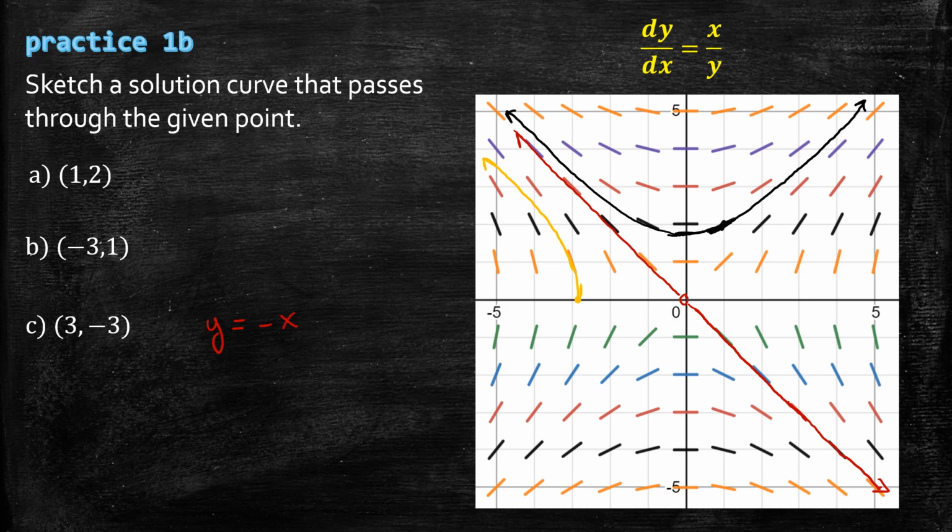So just to be sure that it works, let's see if it satisfies the differential equation above. So dy by dx would be -1. That takes care of the left side. And then x over y would be x over, well, y is just -x, which would be -1. And so yes, they match. And y equals -x is one of the functions that satisfies this differential equation.